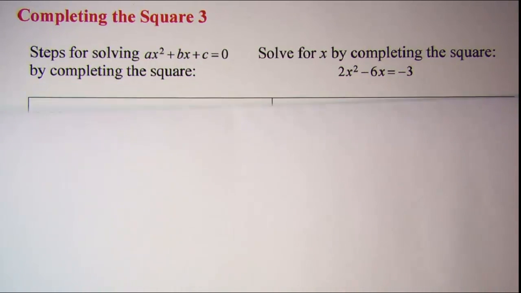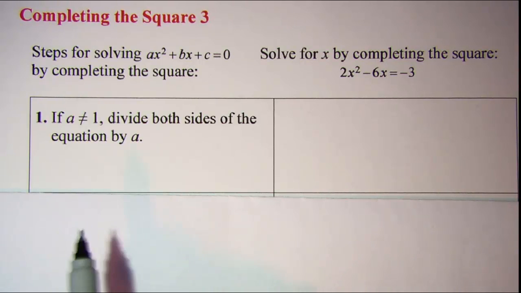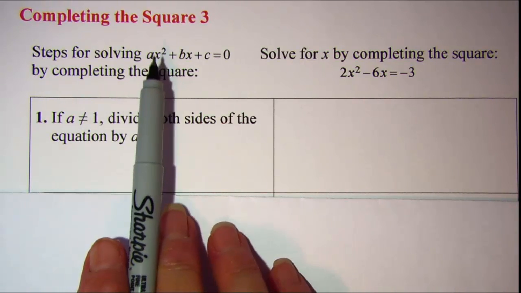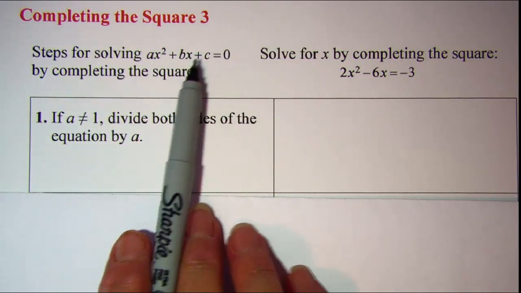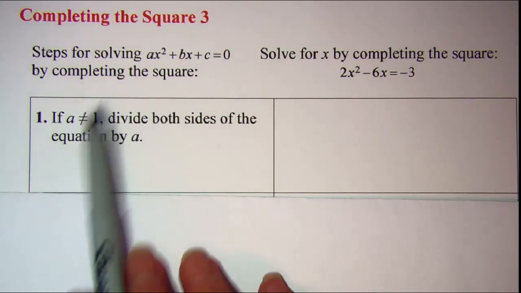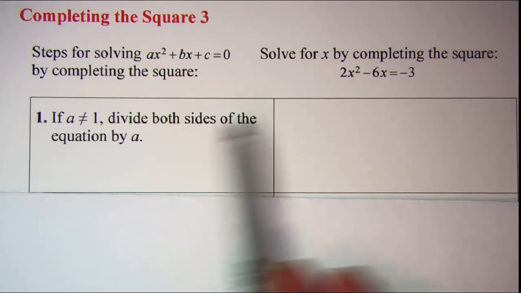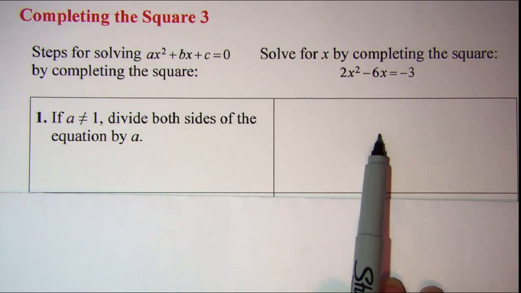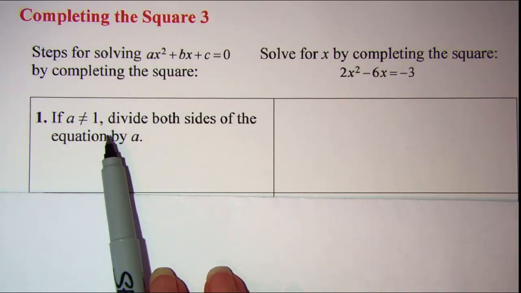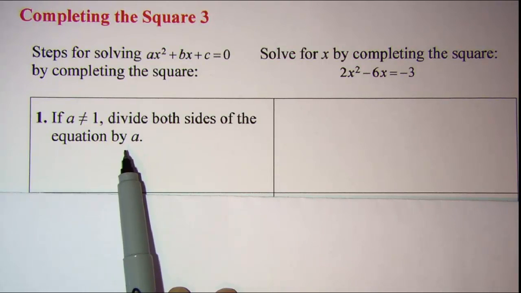Now what I'm going to do is give you the steps for solving a quadratic equation of the form ax squared plus bx plus c equals 0 by completing the square. I'll do that over on this side, and then I'll actually do the step on this side. So step 1 is if a is not equal to 1, divide both sides of the equation by a.